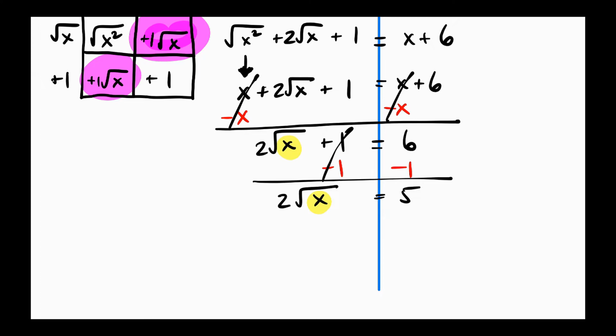Almost there. How do I get rid of that 2 in front? Divide. Yeah, I got to divide, because the 2 is multiplying times the square root. It's 2 times the square root. So to do the opposite of that, I'm going to divide by 2. So when I divide by 2 over here, it just makes a giant 1, because 2 divided by 2 just makes 1.